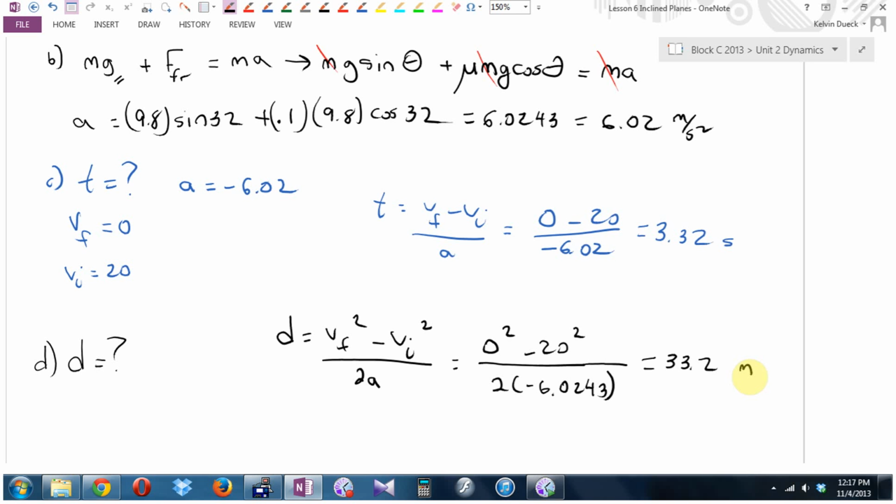Would it then come sliding back down? I don't know. For it to come sliding back down, mg parallel of gravity would have to be bigger than friction up the hill. I could crunch that, but eh.